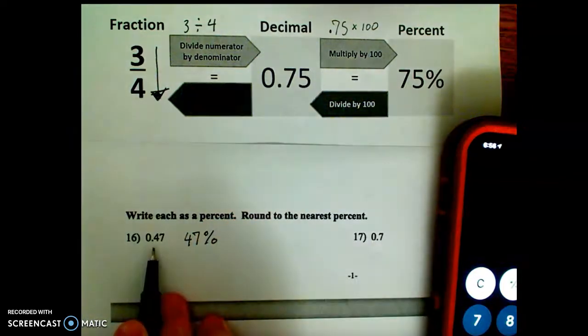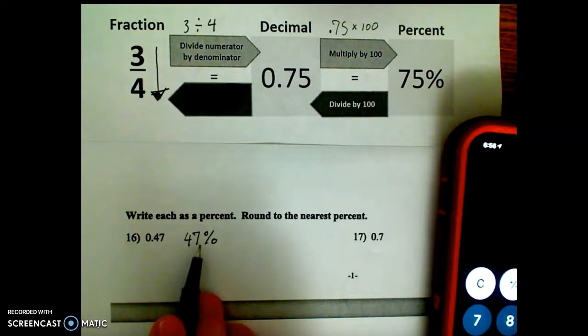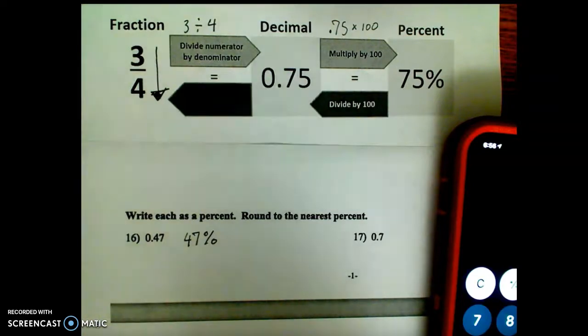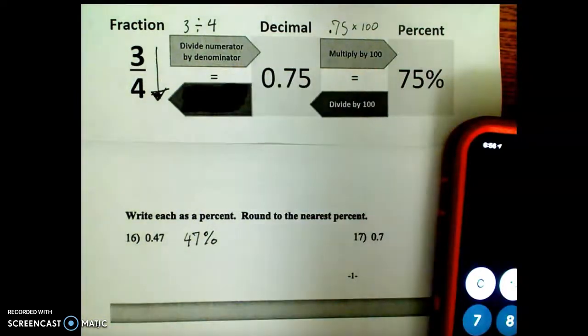So 0.47 is the same thing as 47%. Now some of you are saying, don't you just move the decimal 2 times? Yes, that is the same thing as multiplying by 100, but moving the decimal is the shortcut. So let's write that down as well, shall we?